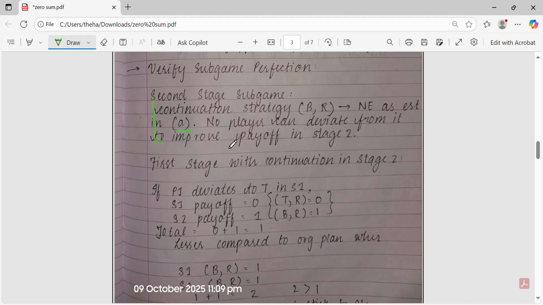No matter where they go, B comma R, 1 comma 1 was what they reduced to. It was the best thing that they could do, so there's no way they can deviate to come up with something better. That is all that we are writing here. We are doing backward induction here, and we are writing this in terms of backward induction. Second stage done. Now the first stage with continuation in stage 2.